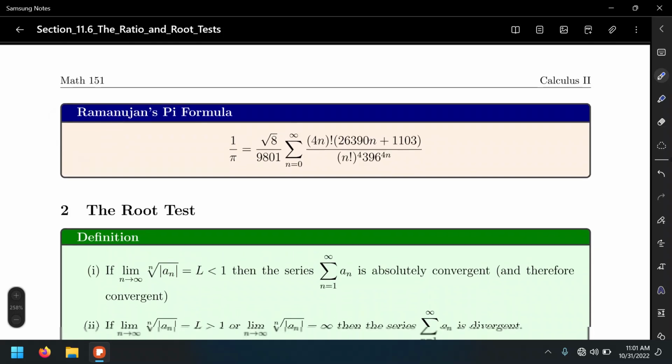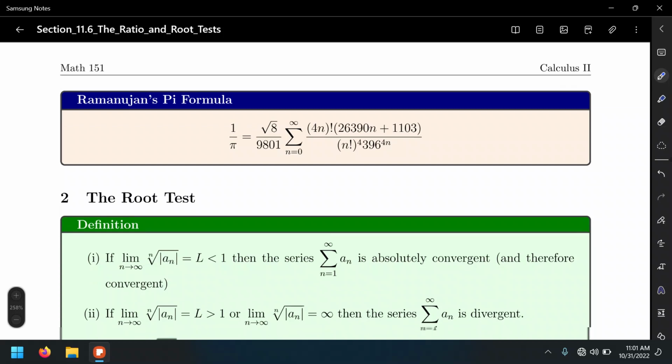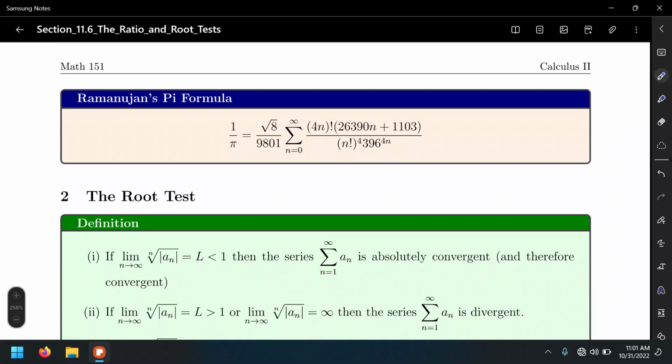Of course, we cannot talk about infinite series, and in particular the ratio test, without talking about Ramanujan's series, Ramanujan's pi formula. This ugly looking, this madness here, is an infinite series that if you compute infinitely many terms of this series and multiply by the square root of 8 over 9801, the result is 1 over pi. This is so weird. Just look at that.